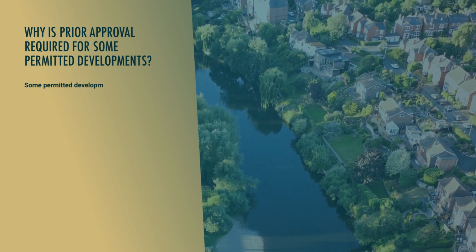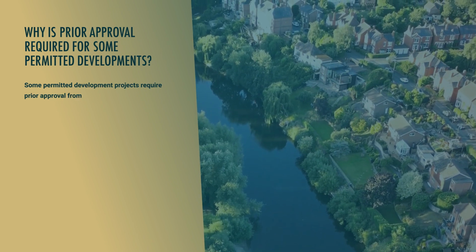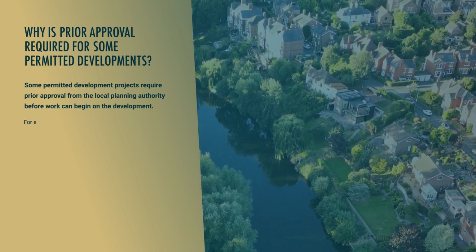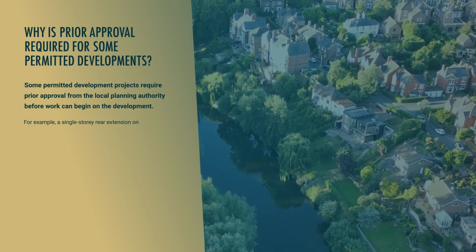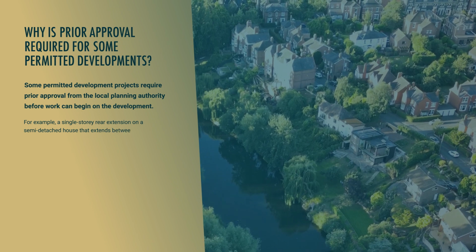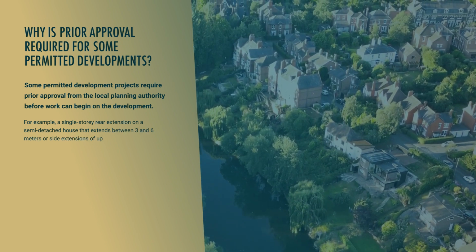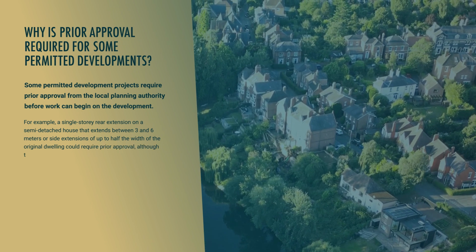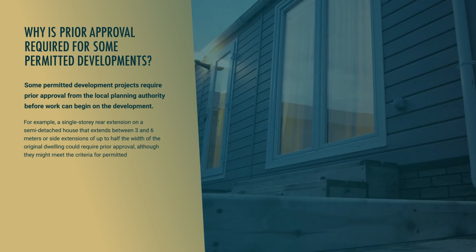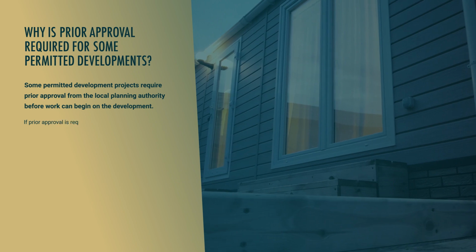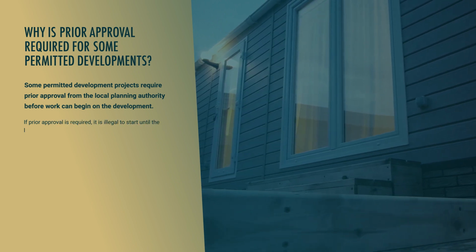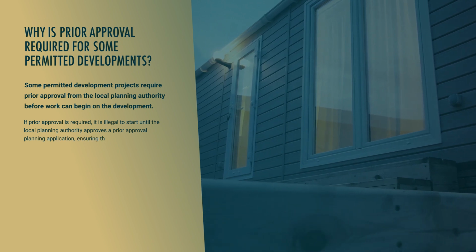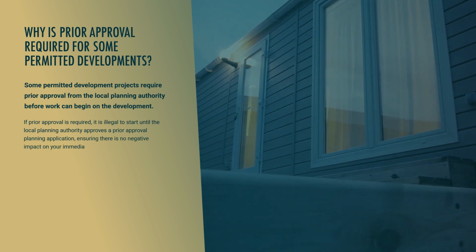Some permitted development projects require prior approval from the local planning authority before work can begin on the development. For example, a single-storey rear extension on a semi-detached house that extends between 3 and 6 metres, or side extensions of up to half the width of the original dwelling, could require prior approval, although they might meet the criteria for permitted development. If prior approval is required, it is illegal to start until the local planning authority approves a prior approval planning application, ensuring there is no negative impact on your immediate neighbours.